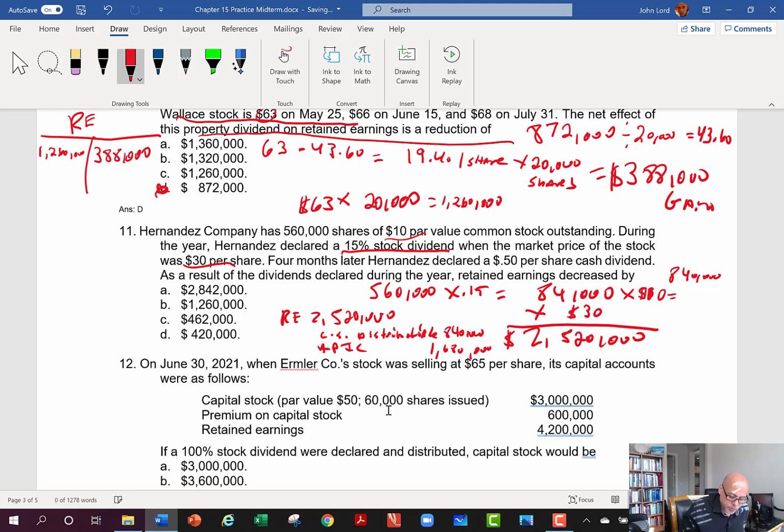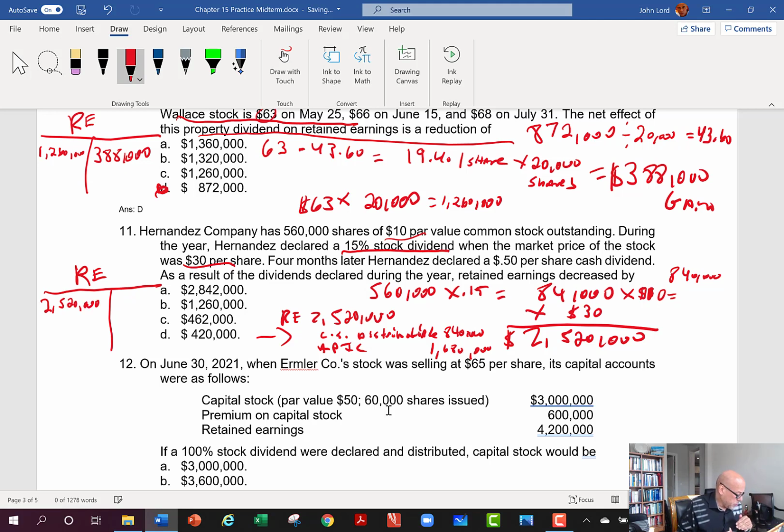Now this wasn't necessary for the question, but I do need to get that debit to retained earnings because that's going to be part of the amount that's going to come out of the retained earnings. So forgive me, I'm going to make the credit side kind of small because I'm not going to be doing any credits here to retained earnings. 2,520,000, right? We got that.